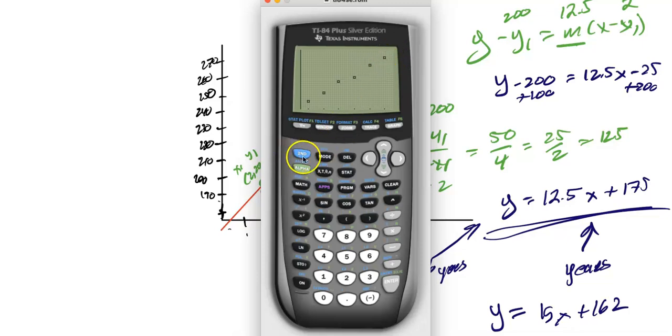Let's go back to the thing we just did. I should just go stat. I don't know why I put second. Just go stat, go to calculate. We're going to go back to our linear regression. This time we're going to do it the pro way. L1, L2. We have a frequency list, I'm going to leave that blank. We have store regression equation. That's what I want to do. Let's do the store regression equation.